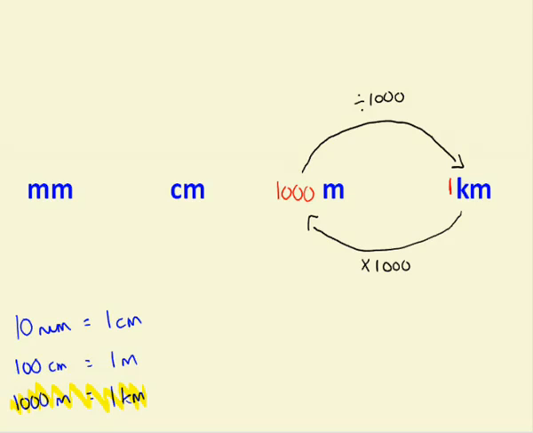The next one we'll consider is converting between meters and centimeters. Okay, so first off, there is 100 centimeters in 1 meter. So to get from centimeters to meters, to get from 100 to 1, we divide by 100. So 100 centimeters divided by 100 equals 1 meter. So 400 centimeters, 400 divided by 100, would give us 4 meters.